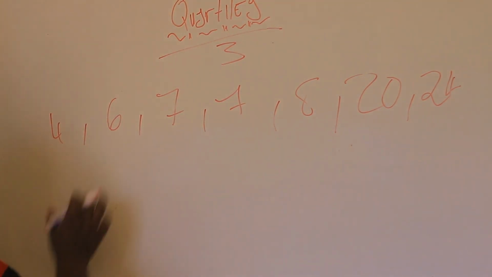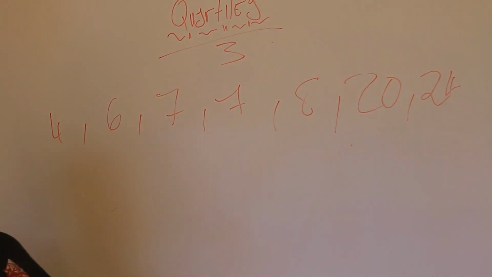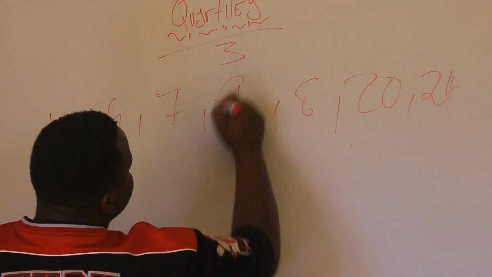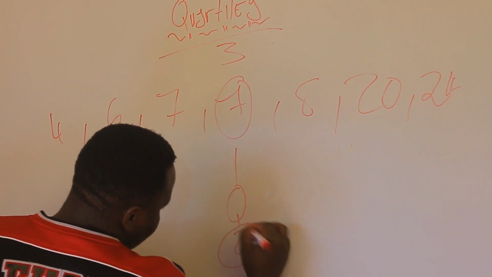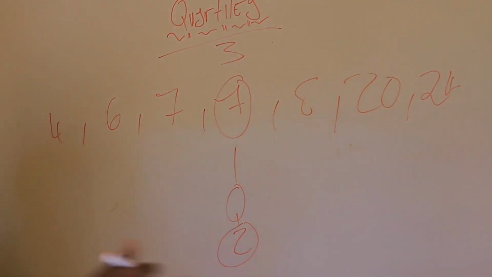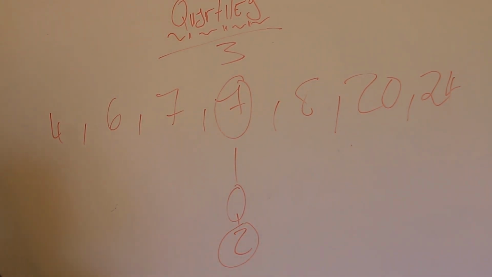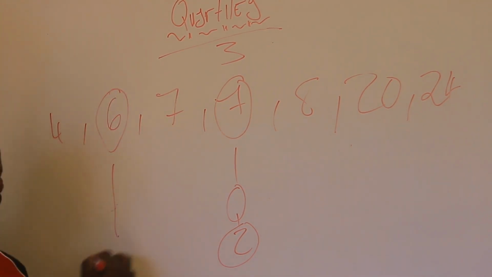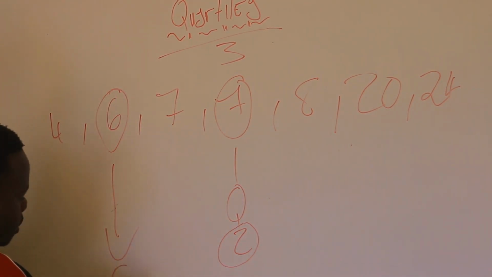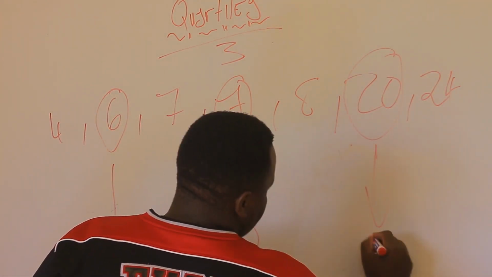First thing first, how many numbers do we have? Seven, which is quite easy for us to obtain a median. Our median, of course, is our fourth number. So which one is that? 1, 2, 3, 4. It's our 7. This is our Q2. Let's keep it simple. And then we need to look for our first quartile from here, which is going to be right there. That's our Q1 right there. Then also, this would be our Q3.